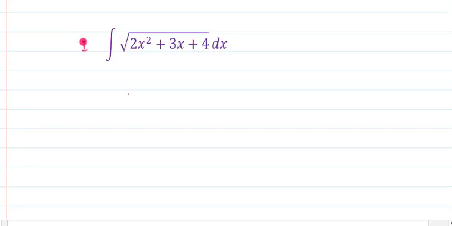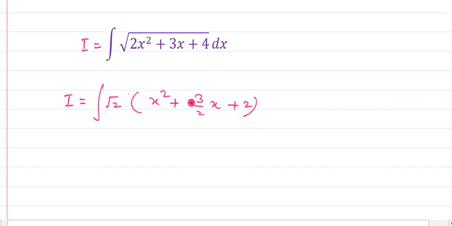So in this, again let us name it as I. So I is equal to integration of, here the coefficient of x square is not 1, and you know very well that to use completing the square method, it is important first of all to make the coefficient of x square as 1. So first of all, let us make it 1 by taking root 2 common. So we are left with x square plus 3 upon 2x plus 2 and square root of it dx.